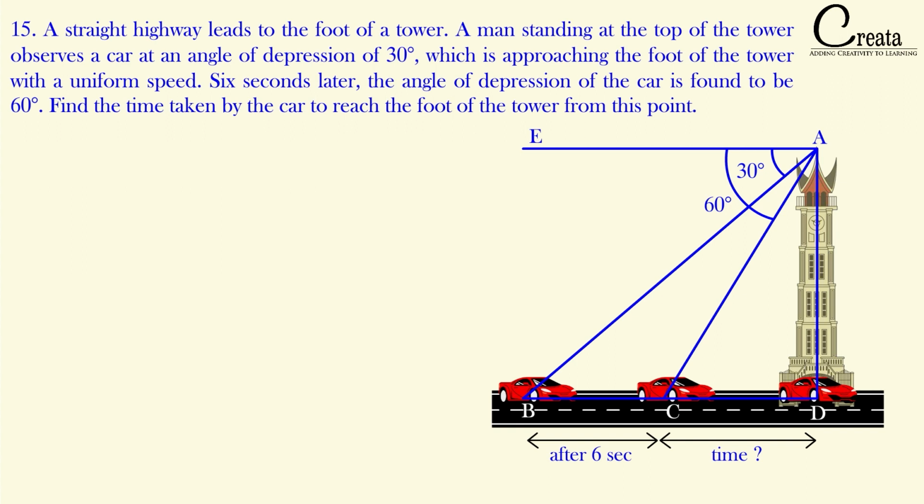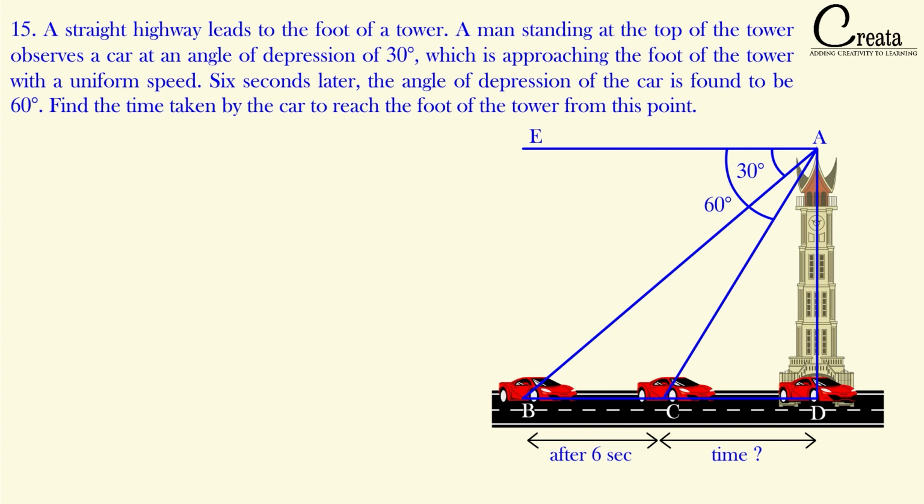Firstly, let's apply the trigonometric fundamental. Here the angle of depression is given, angle of depression when we are looking downward, and this angle is with respect to the horizontal line. Don't confuse it with the vertical line, a common mistake done by the students. So here 30 degree and 60 degree are the angles of depression.